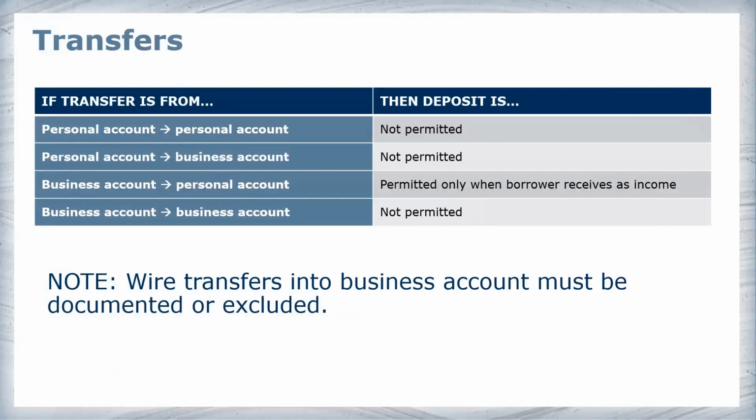Personal account to a business account, that deposit is not permitted. But if you have a business account and they're depositing money into their personal account, it's permitted only when the borrower receives it as income. And then finally, business account to business account is not permitted. It's important to also note that wire transfers into business accounts must be documented or else they are excluded.